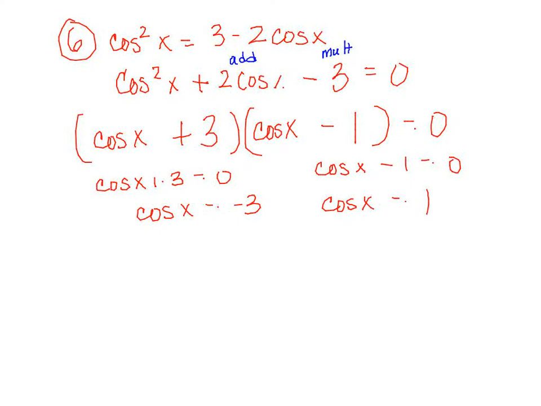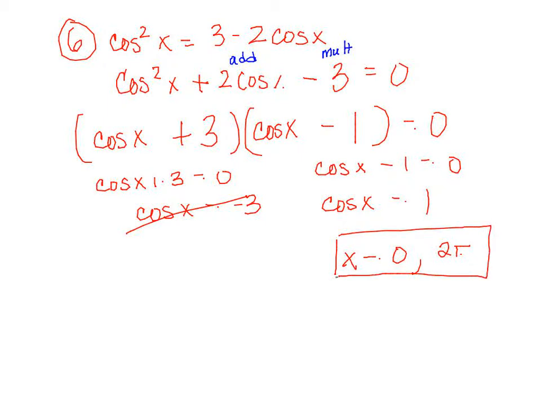All right, where is the cosine value of x equal to negative 3? It's not. The greatest it can be is positive 1. The smallest it can be is negative 1. So there is no solution here. All right, where is cosine positive 1? This occurs at x equals 0, which is the same as 2 pi. And those are our solutions that occur between 0 and 2 pi. A few more examples and then we'll be done.